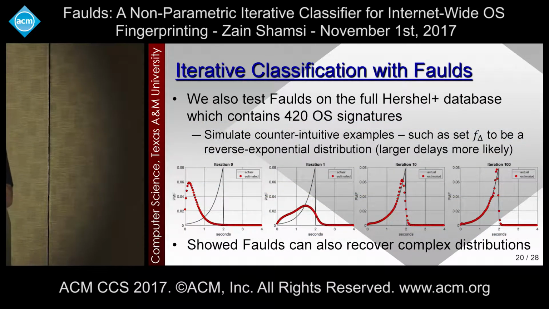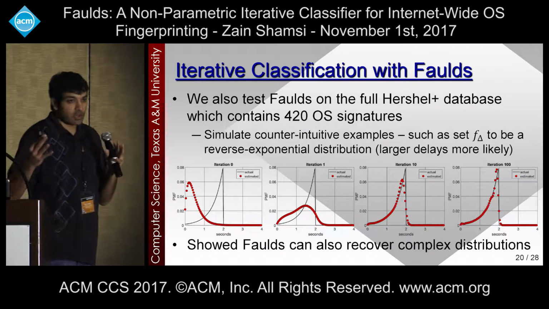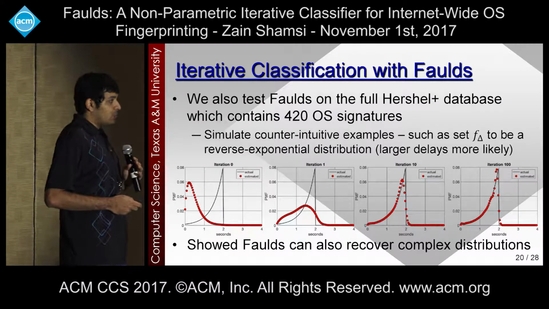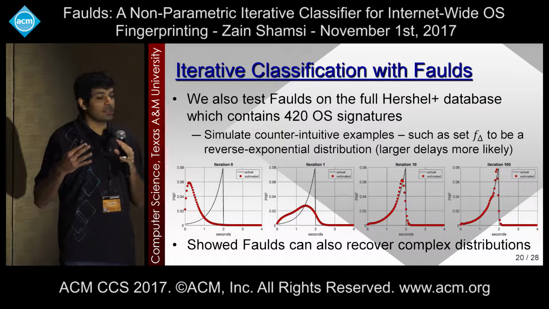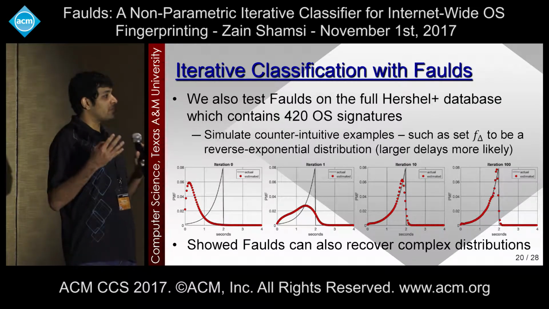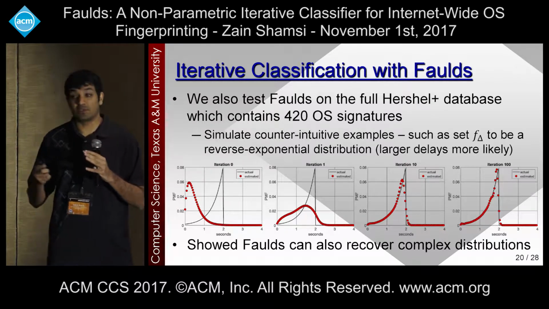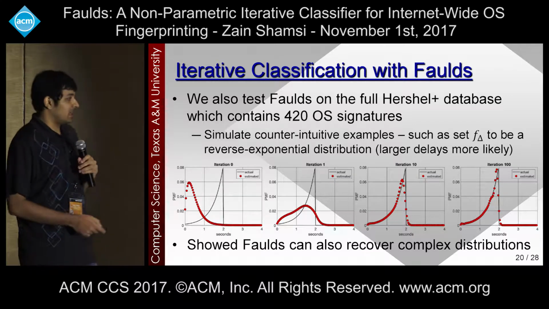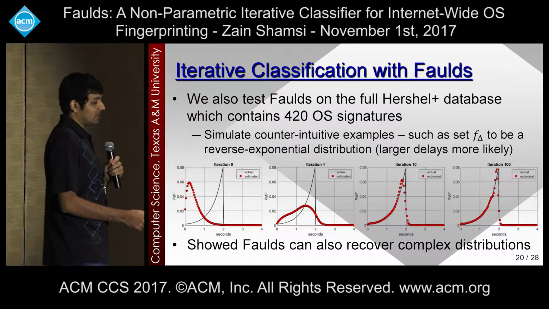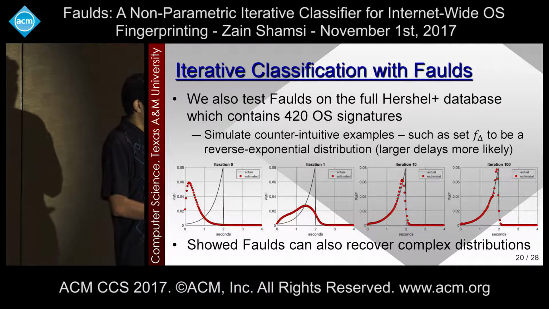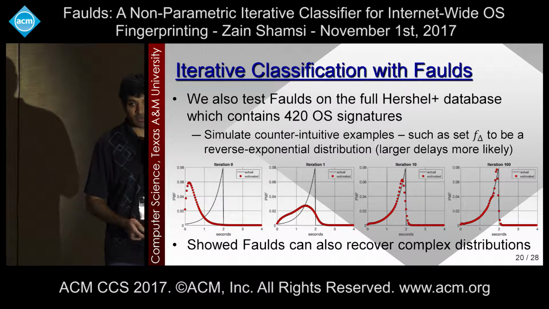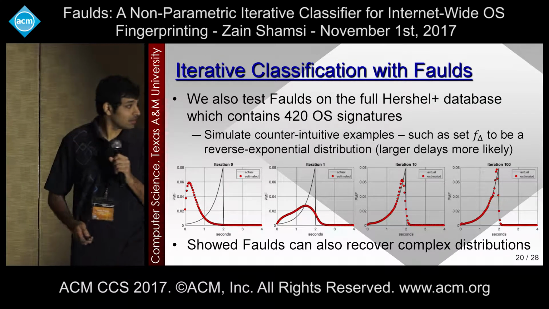So besides our little toy database, we also test Faulds on the full Herschel Plus database. And what we try to do is simulate some counterintuitive examples, setting F delta to be a reverse exponential distribution. So it looks like this. You can see the solid line. That's the real delay. And as you can see, our initial guess for that delay is nowhere close.